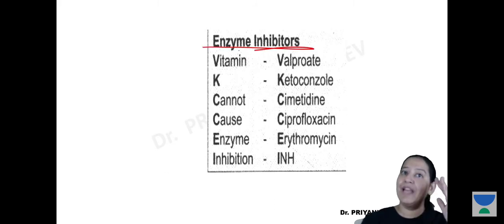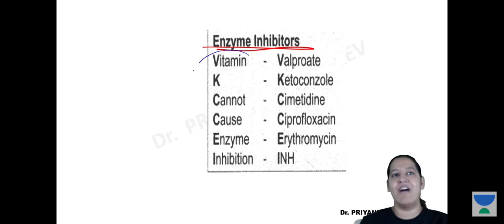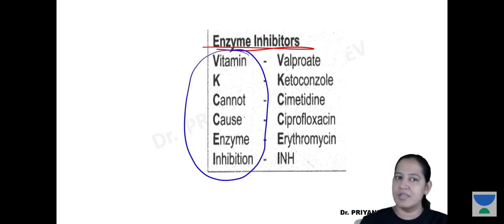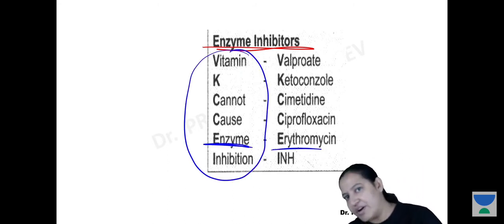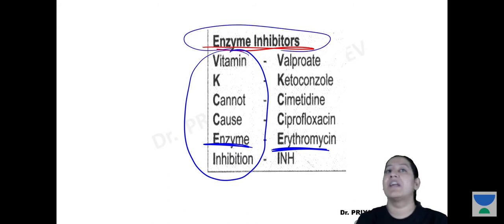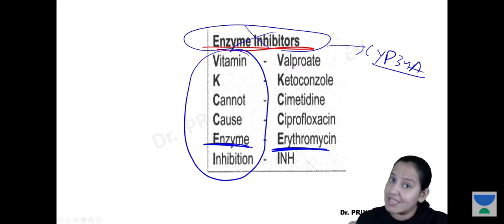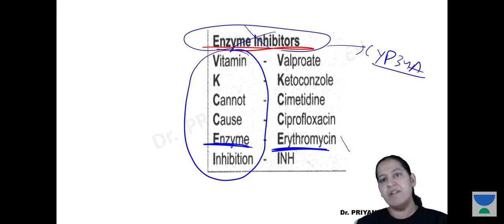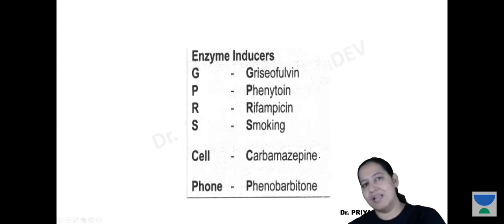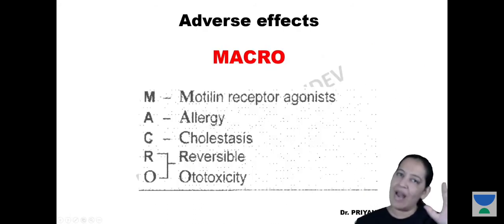So I have told you the list of enzyme inhibitors. Vitamin K cannot cause enzyme inhibition. This is the mnemonic. Here 'enzyme' stands for erythromycin. It is the enzyme inhibitor. Which enzyme? CYP3A4 enzyme. It inhibits this enzyme. That's why it causes toxicity of the substrate drug. So never give erythromycin with the substrate drug. You know the list of the substrate drugs. Done. Coming on adverse effects.